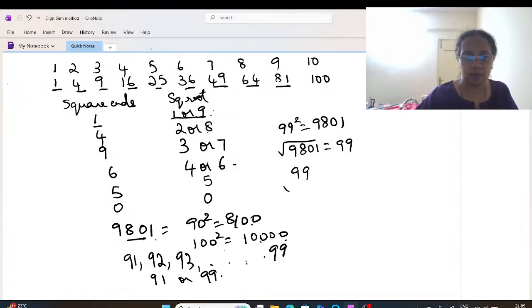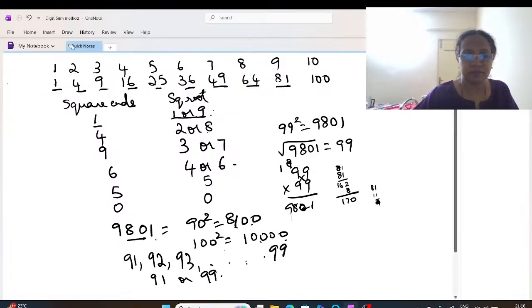You can also cross check. So you get 9801. On cross checking, you will get 9801.